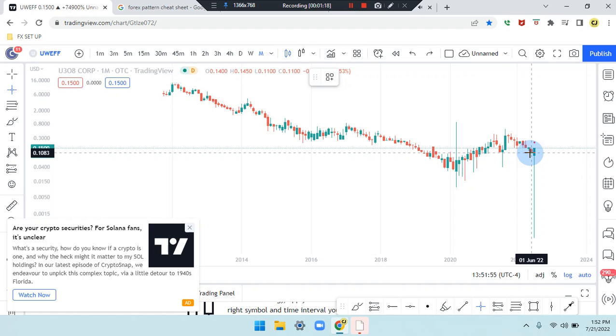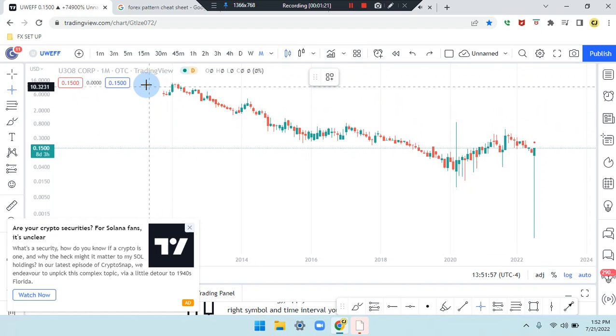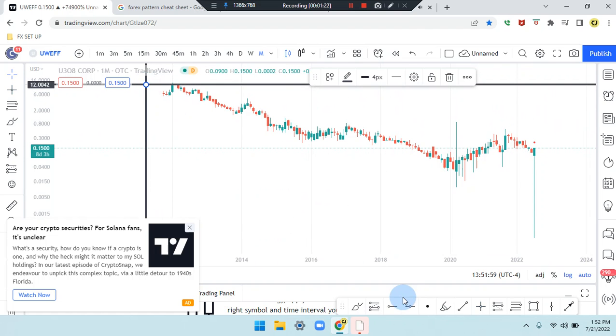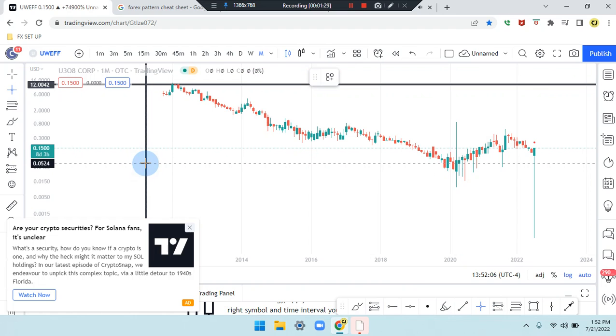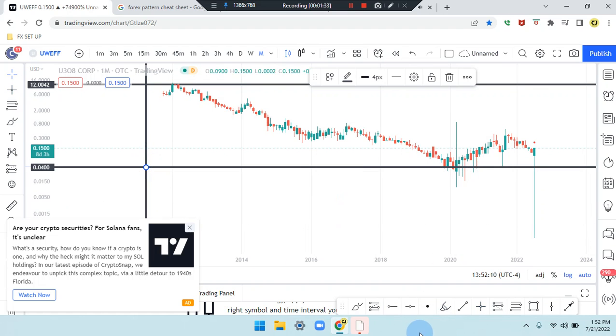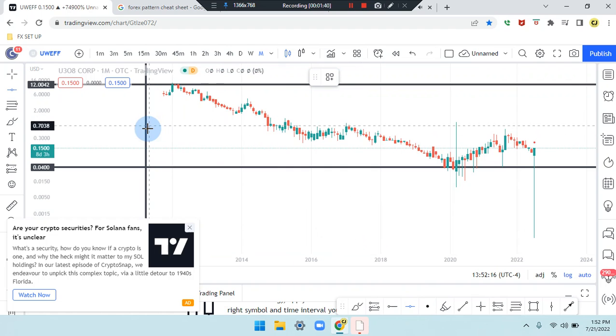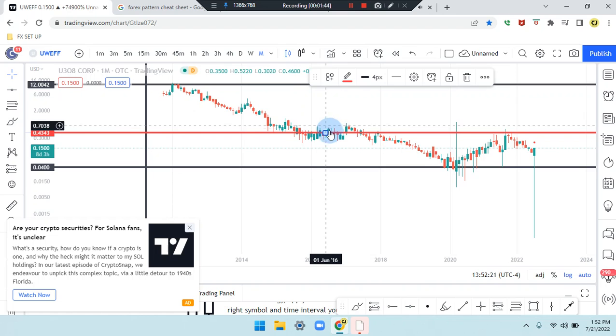Price action overall: higher highs of the market. Price action overall: lowest lows of the market. Midpoint in the middle.